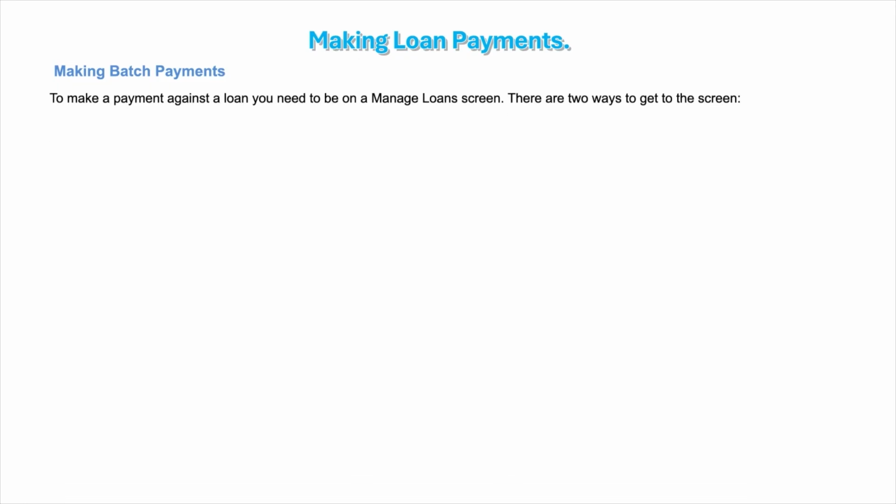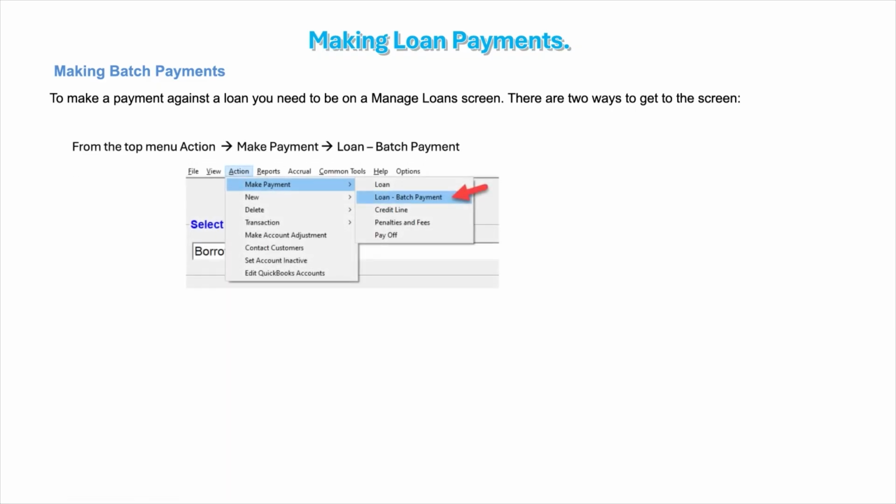Making batch payments. To make a payment against a loan, you need to be on a Manage Loans screen. There are two ways to get to the screen. From the top menu: Action, Make Payment, Loan, Batch Payment. There are two tabs, or groups, available on the screen: Current Loans and Late Loans.